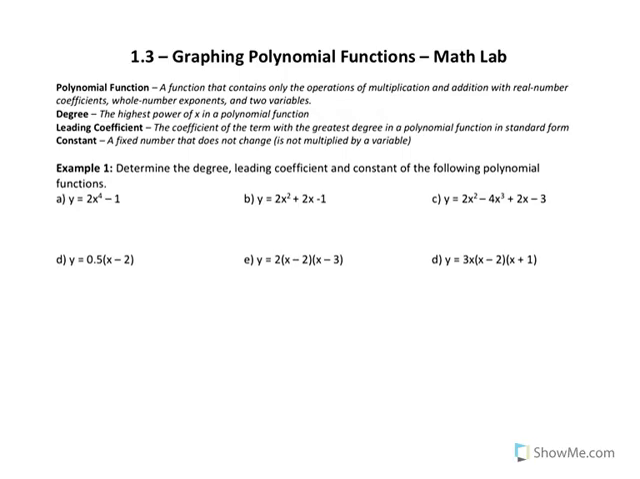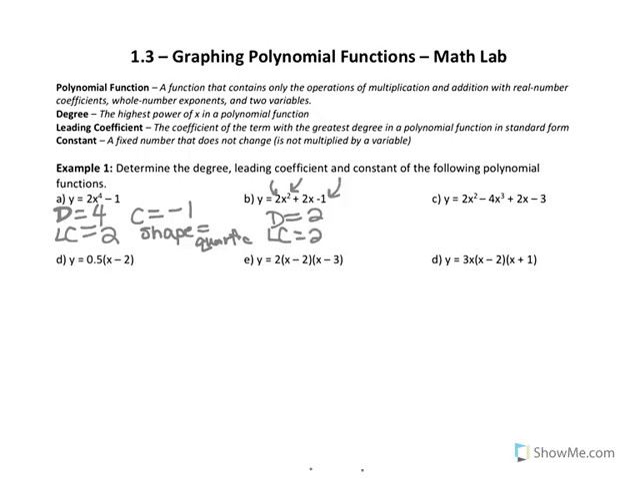So for this one, our degree is 4. Our leading coefficient is 2, and our constant is -1. And the shape that it makes is a quartic. That's what they're called. So we have not done quartics before. Okay, the next one, the degree is 2 because of this exponent. The leading coefficient is 2, and the constant is -1. The shape it makes is a quadratic or a parabola. I don't want to write that word.